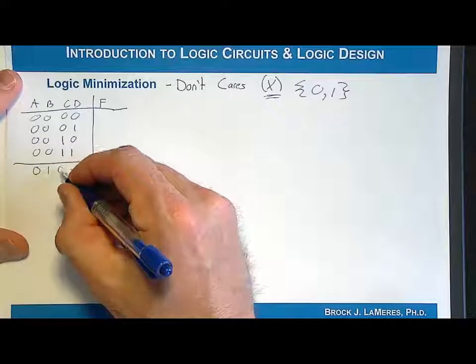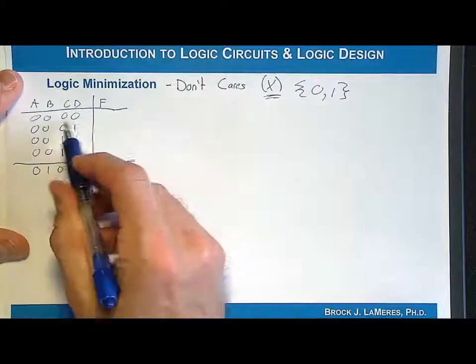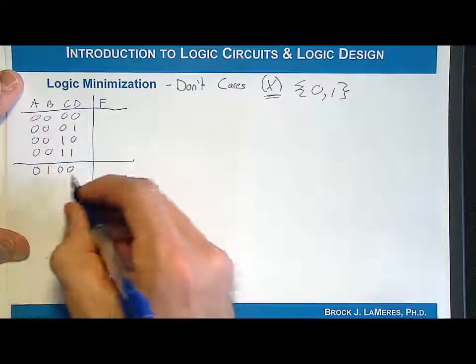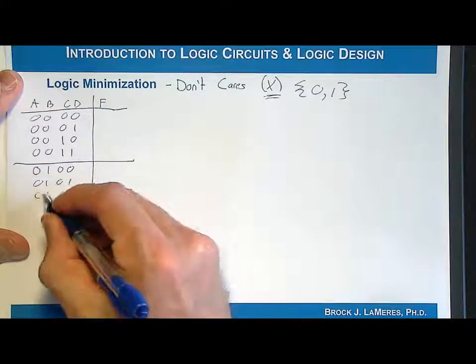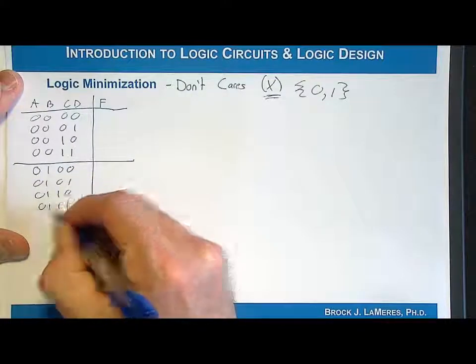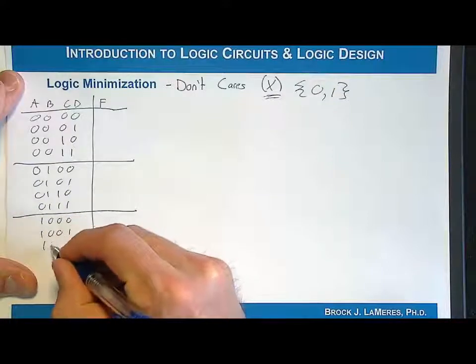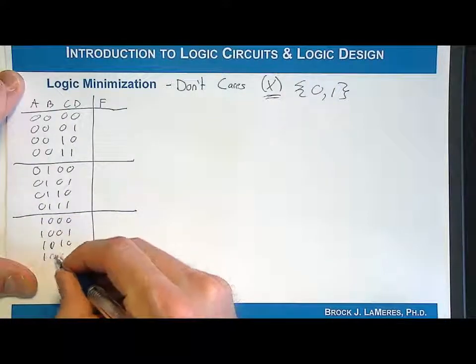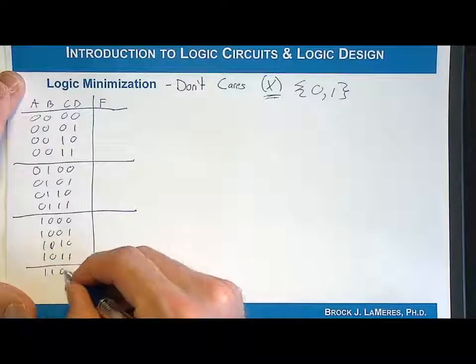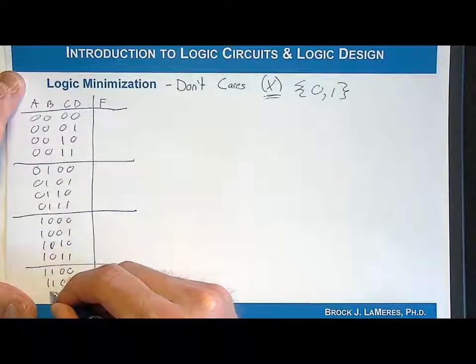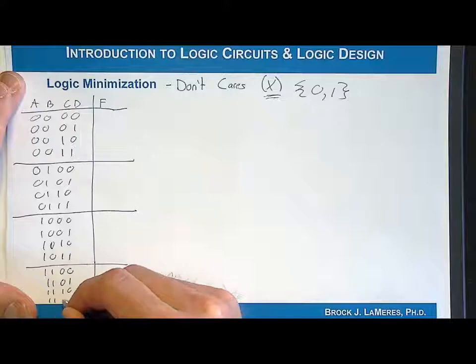So we're going to have 0, 0, 0, 0, then 0, 0, 0, 1, then 0, 0, 1, 0, 0, 0, 1, 1, then 0, 1, 0, 0, 0, 1, 0, 1, 0, 1, 1, 0, 0, 1, 1, 1, then 1, 0, 0, 0, 1, 0, 0, 1, 1, 0, 1, 0, 1, 0, 1, 1, and then 1, 1, 0, 0, 1, 1, 0, 1, 1, 1, 1, 0, 1, 1, 1, 1.